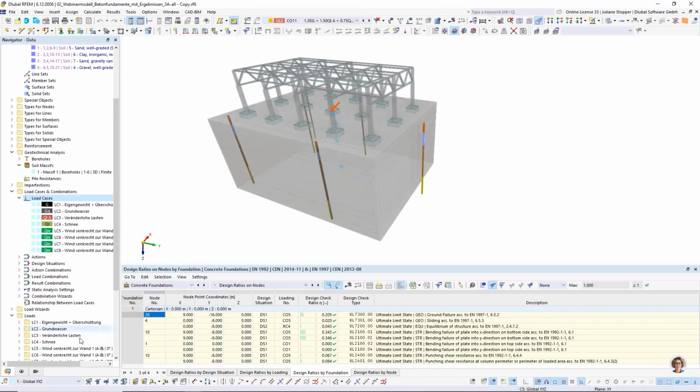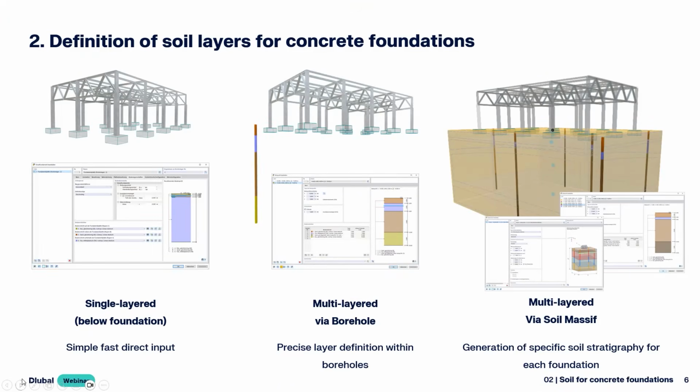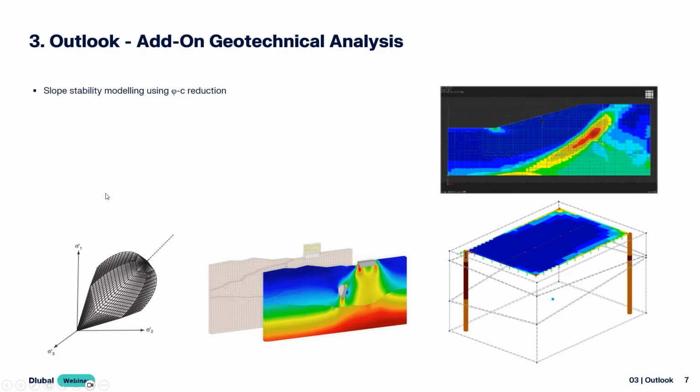Then we can go back to the slide. Here we go. We want to have the outlook, and these are the next development steps for our add-on geotechnical analysis. In the nearer future, we will release the slope stability analysis using the phi reduction, so we are able to analyze these situations, to check the slope stability. We are looking forward to provide this feature to you.